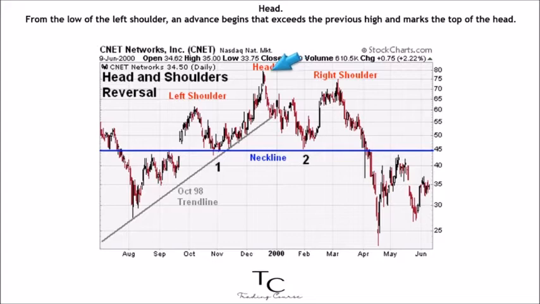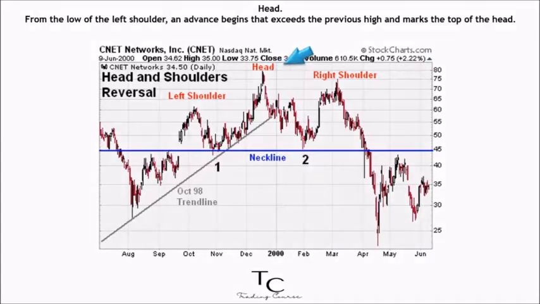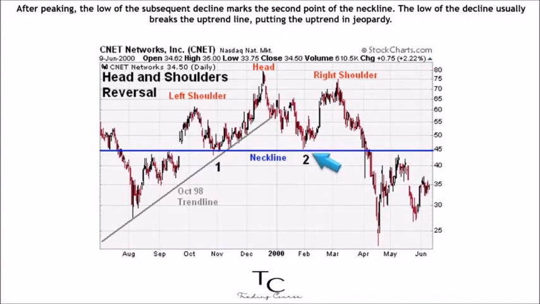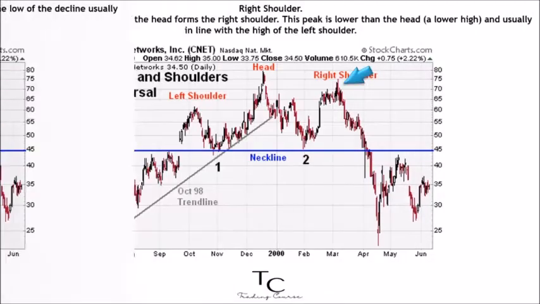Head. From the low of the left shoulder, an advance begins that exceeds the previous high and marks the top of the head. After peaking, the low of the subsequent decline marks the second point of the neckline. The low of the decline usually breaks the uptrend line, putting the uptrend in jeopardy.